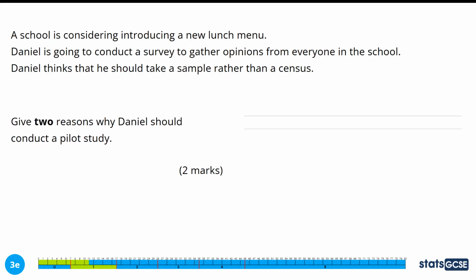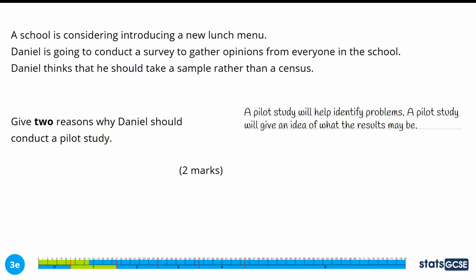Give 2 reasons why Daniel should conduct a pilot study. A pilot study is a much smaller scale survey, so he can ask a few people just to check whether the survey has any issues, and also to give an indication of what the results may be.